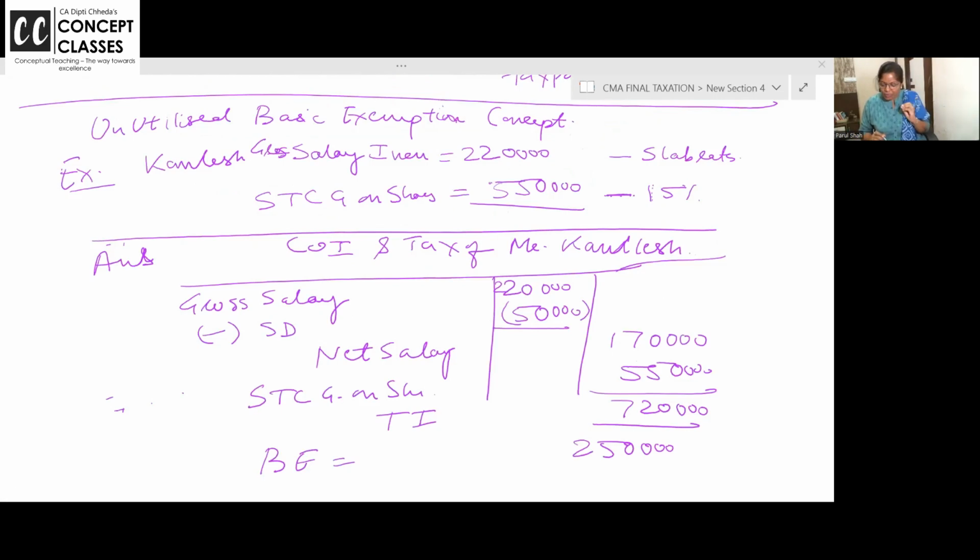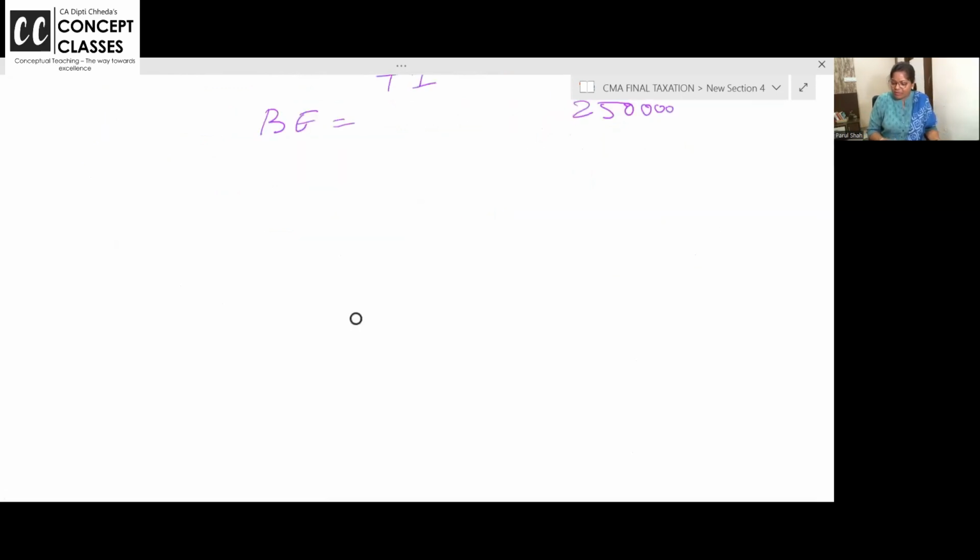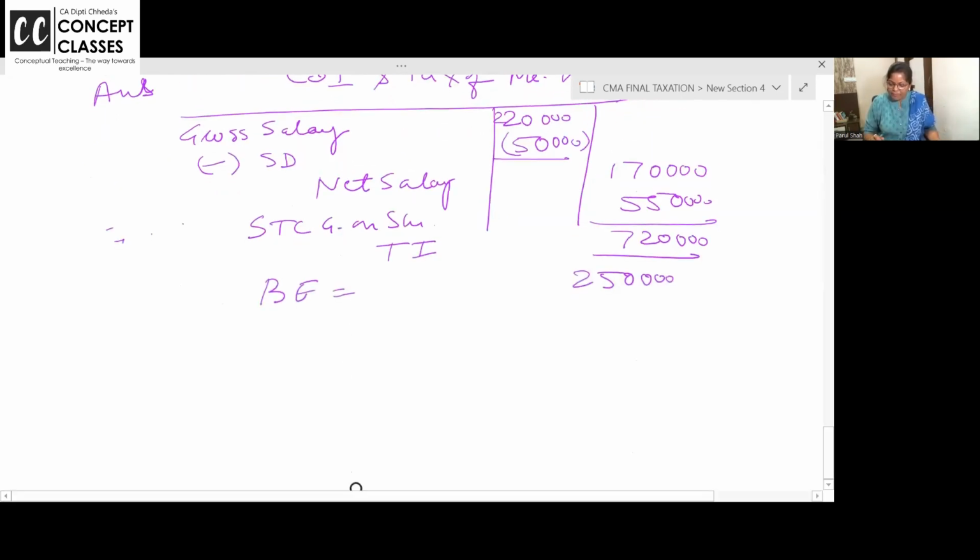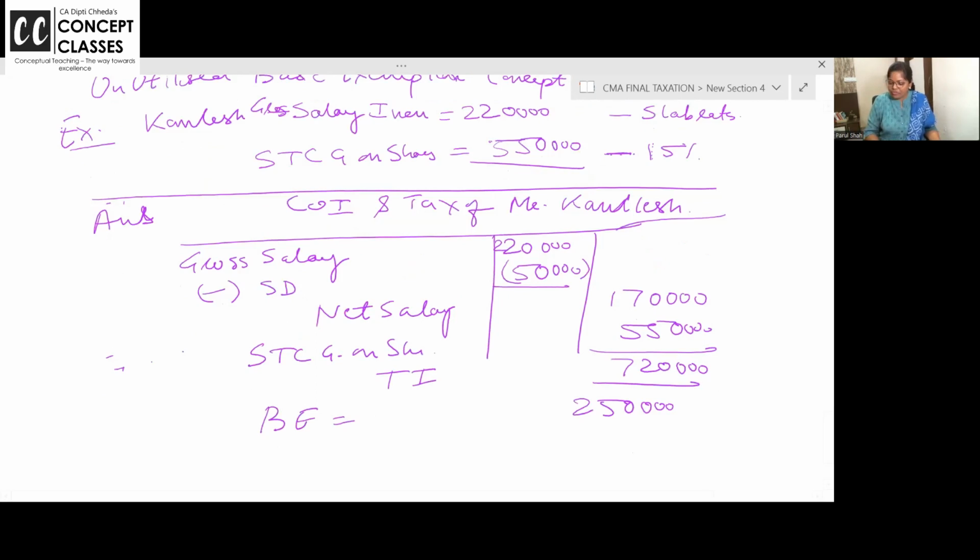So, once again, I want to explain. Gross salary is 220. Standard deduction is a flat deduction of 50,000. Ma'am, if my salary is 30,000, how much deduction will I get? 30,000. Net salary is 170. Short-term capital gain is 550. Total income is 720. Now, Kamlesh's age is not given. Okay. So what is the basic exemption for Kamlesh?